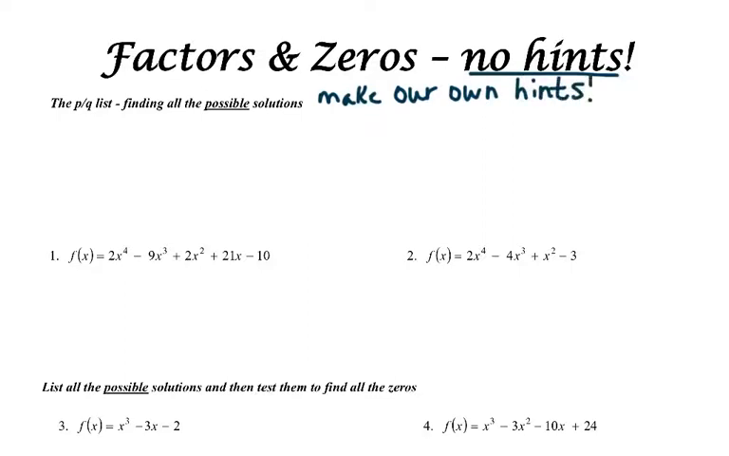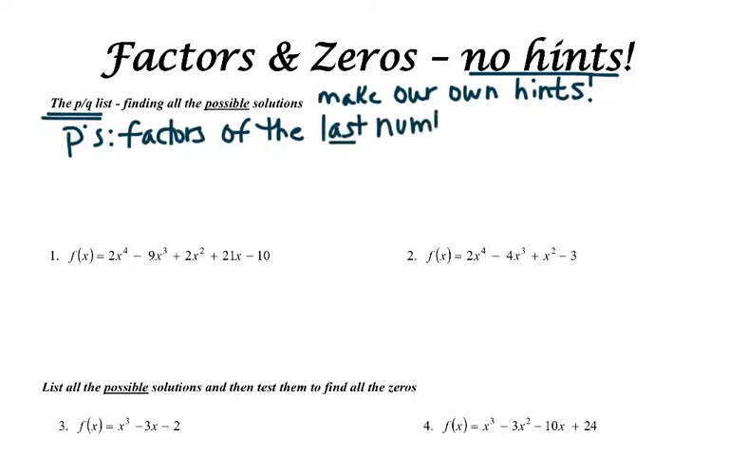How do we make our own hints? Well, our own hints are going to be called the P over Q list, where P's are the factors of the last number, and the Q's are the factors of the first number. The P's are the factors of the last number, and the Q's are the factors of the first number.